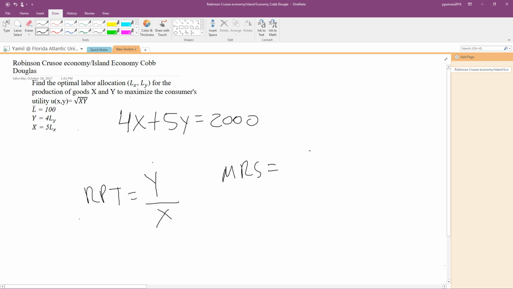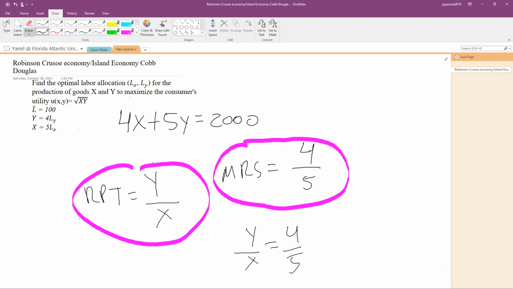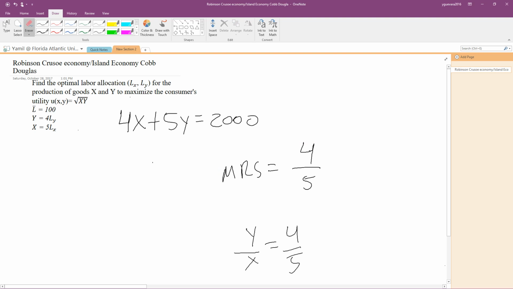So we have a RPT and our MRS, right? So now the step that we need to do is to equate both of them to each other. So let's do that. So it is gonna be y over x equals 4/5. Okay, let me erase this. And now let me rewrite that again here, just below our PPF. 4/5.